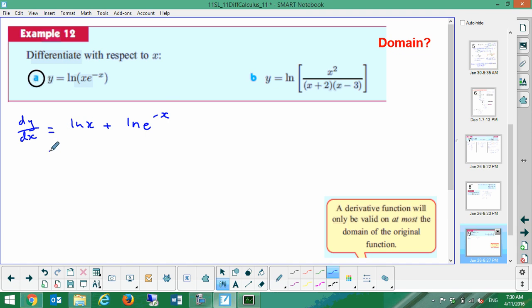And if we keep doing our rules further, this is still ln of x plus, minus x, that's a power. This power here, remember, can come down the front. Whether that's an e or not, it can still come down the front. So this is the same as minus x ln of e. And what's ln of e? Hopefully you've remembered. ln of e equals 1.